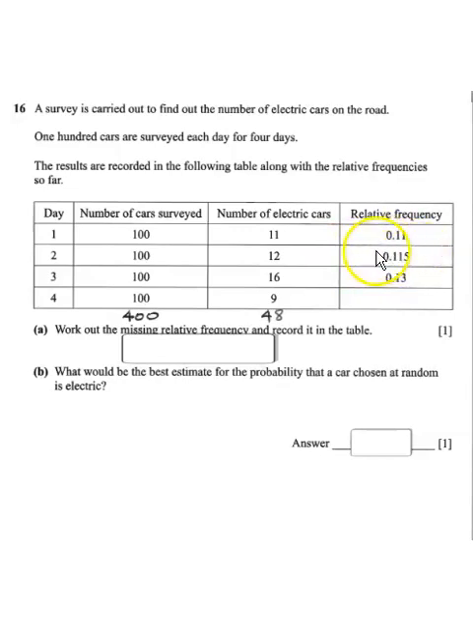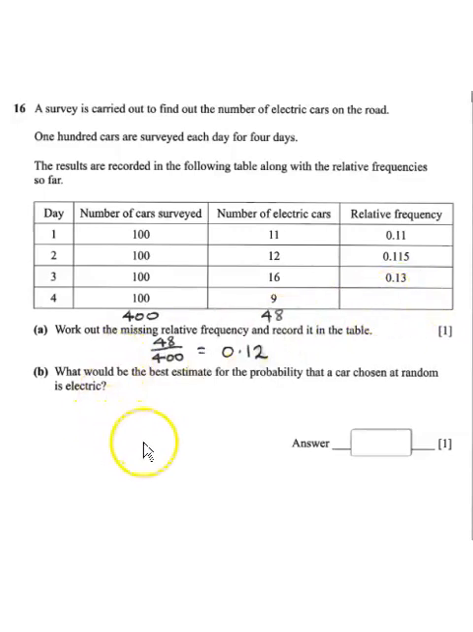For 0.115, it's when we add these two up. So it's 11 plus 12, which is 23, divided by 200, which then becomes 0.115. So this is how we build it up for these relative frequencies here. So to find out the missing one, we can add everything up here, which is 48, and add everything here. So we've got 48 out of the 400 cars surveyed, and we can divide that, and that becomes 0.12. So the missing relative frequency there is 0.12.